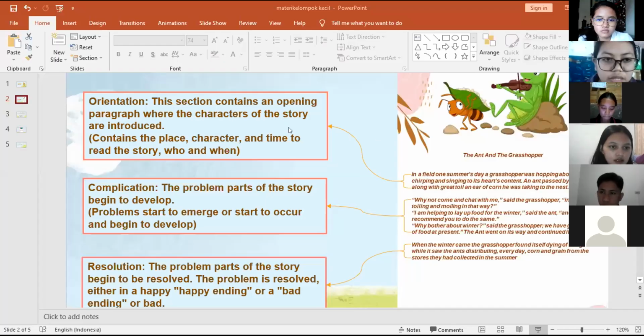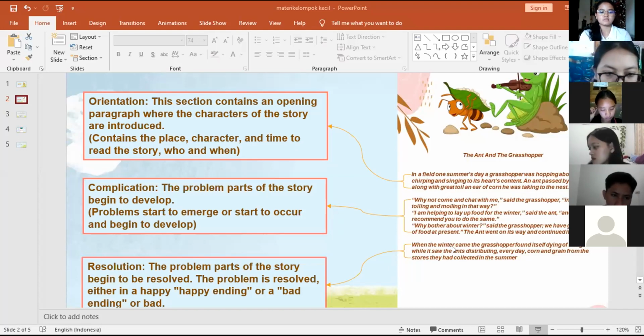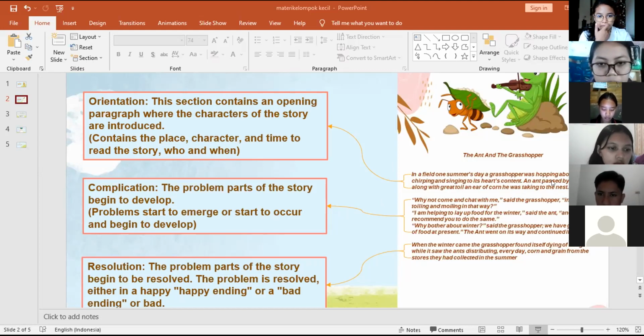Yes. For the first generic structure, there is orientation. The second one is complication, and the next one is resolution. You can see the orientation is usually in the first paragraph, the second paragraph is the complication, and the third paragraph is the resolution. Okay, until this point, do you get it? Do you understand the generic structure of narrative text? Yes, I understand. Yes, miss.